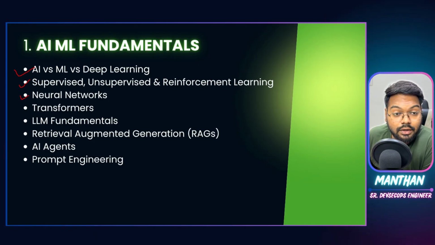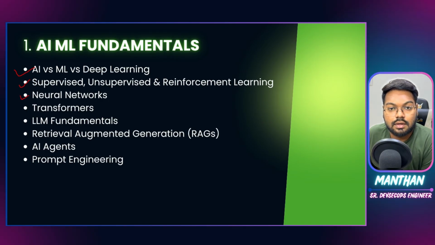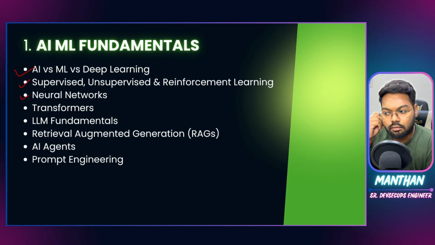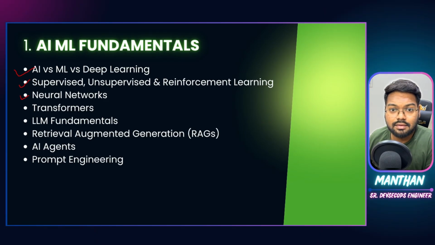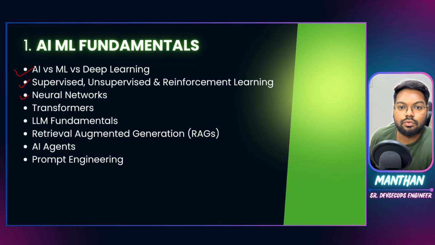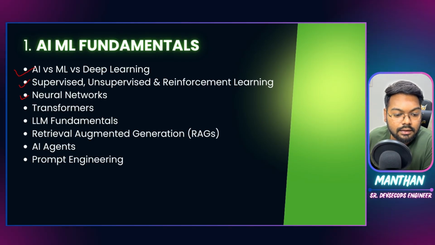Then you need to know what neural networks are, what RNN is, what CNN is, and how a grid-like structure is rendered when you give an image and ask a model to recognize what is inside it. Then what are the different transformers, the algorithms, the architecture? Then large language model fundamentals, and then RAGs.